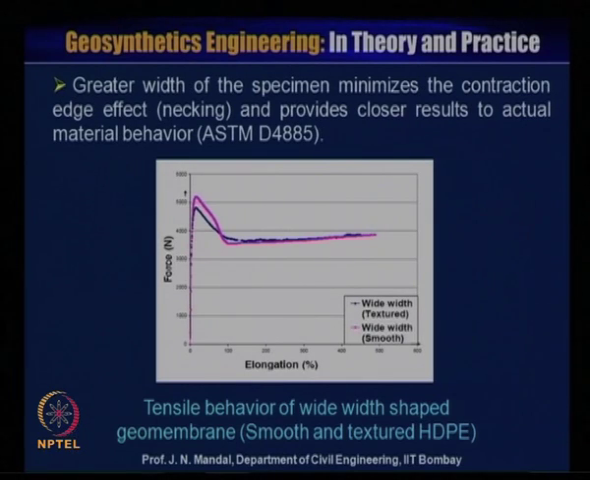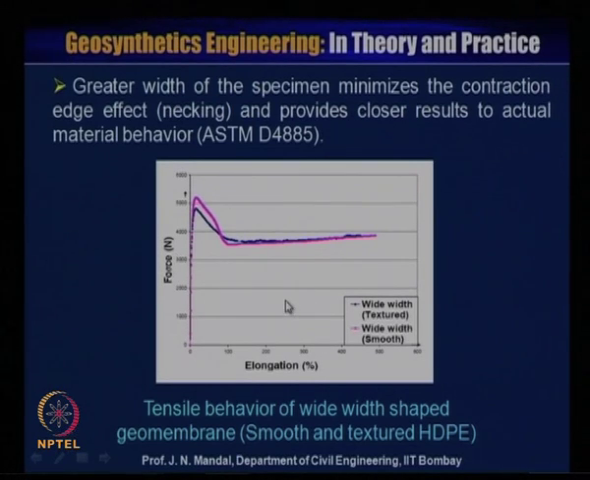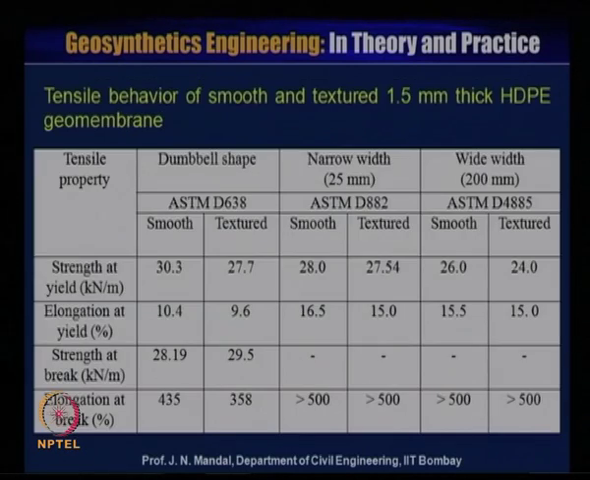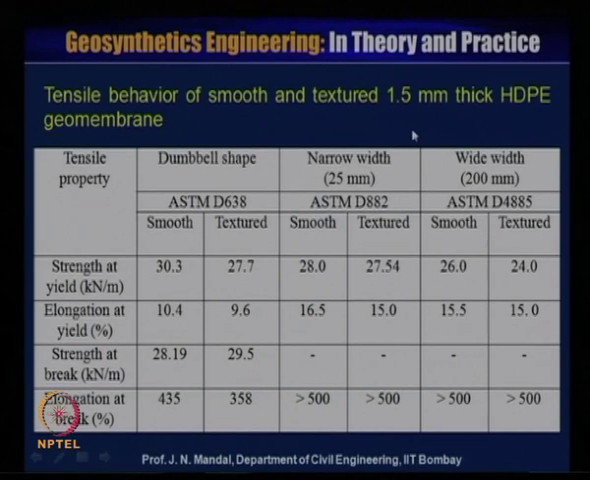So you can see here the tensile behavior of the wide width shape geomembrane, smooth and textured geomembrane. The greater width of the specimen minimizes the contraction edge effect, that means necking, which you can see here, and provides a result closer to the actual material behavior. This is as per ASTM D4885. So you can see some of the results of the smooth and textured behavior, where the thickness of the HDPE is 1.5 millimeter.